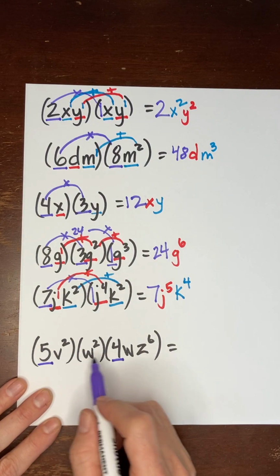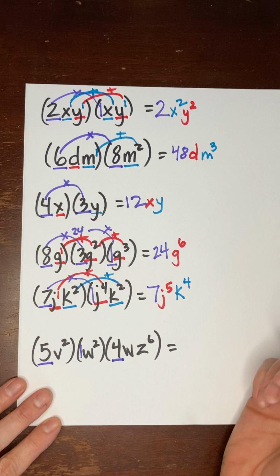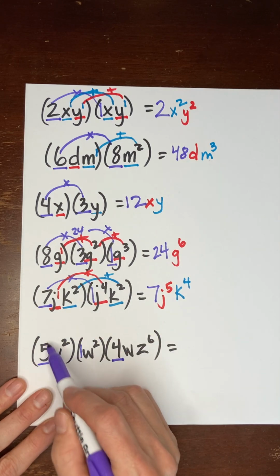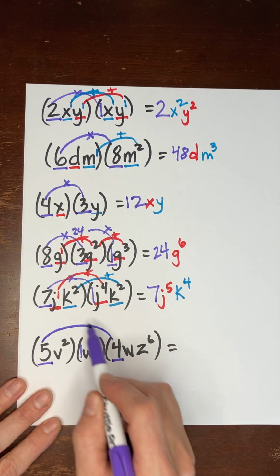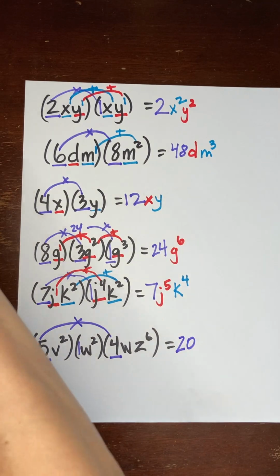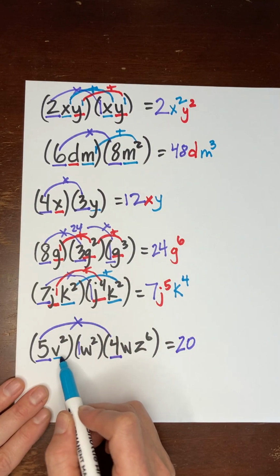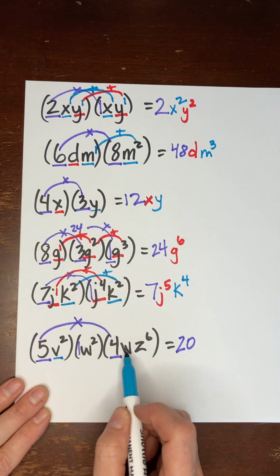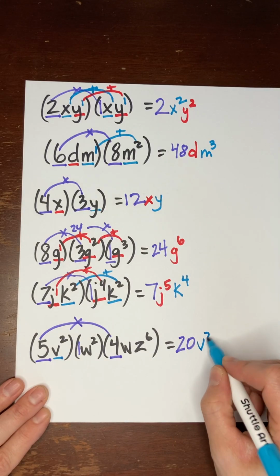5 and 4, there's nothing there, so it's just like having 1. Anything times 1 is itself, so 5 times 1 is 5. 5 times 4 is 20. Now I'm going to look at v. v squared. Any more v terms? No more v terms, so I'm just going to copy v down.